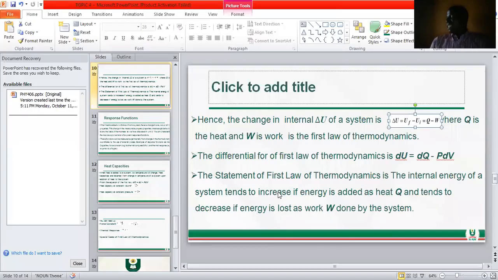So I said that the statement of the first law of thermodynamics is that the internal energy of a system tends to increase if energy is added as heat, which is denoted by Q, and tends to decrease if energy is lost as work by the system. So who can now give me a proper definition of the first law of thermodynamics? Who can give me that?